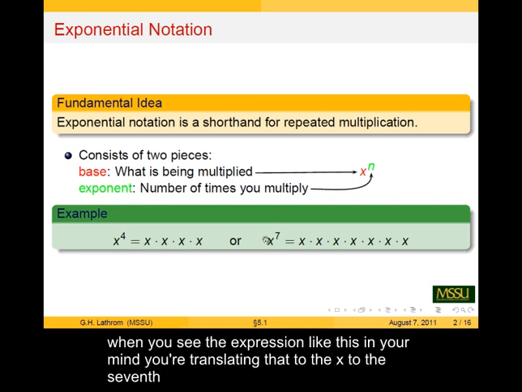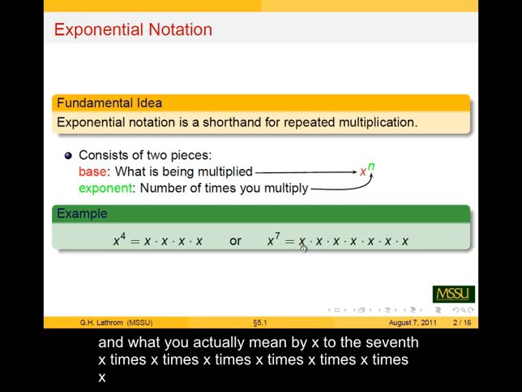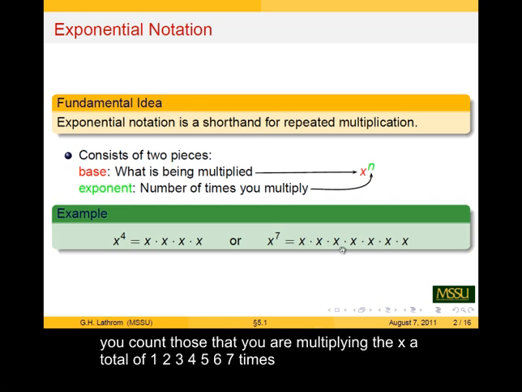When you see an expression like this, in your mind, you're translating that to the phrase x to the seventh. And what you actually mean by x to the seventh is x times x times x times x times x times x times x. And if you count those out, you're actually multiplying the x 1, 2, 3, 4, 5, 6, 7 times.